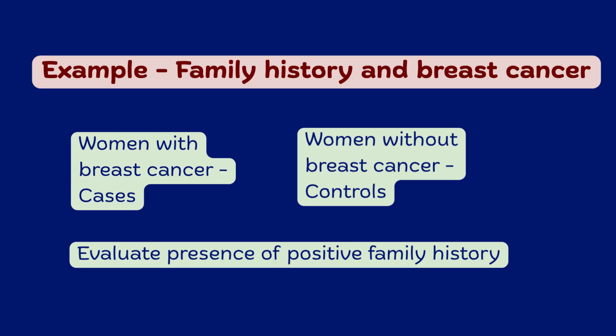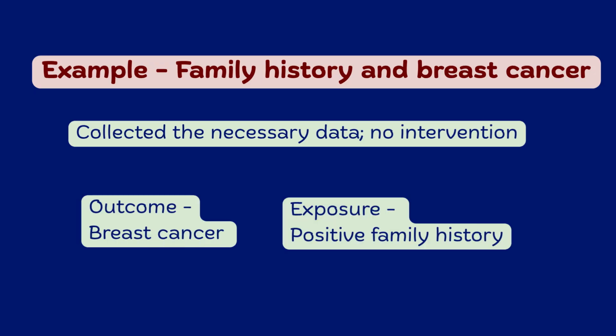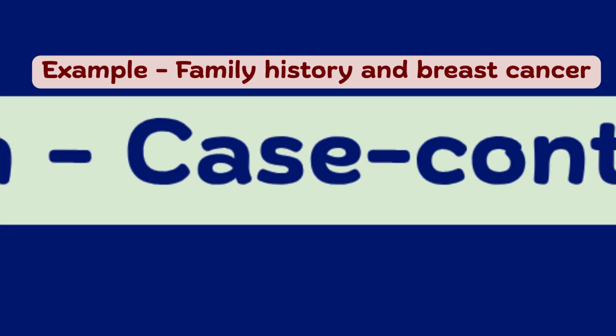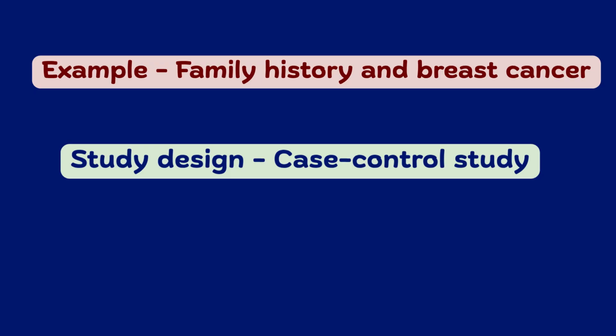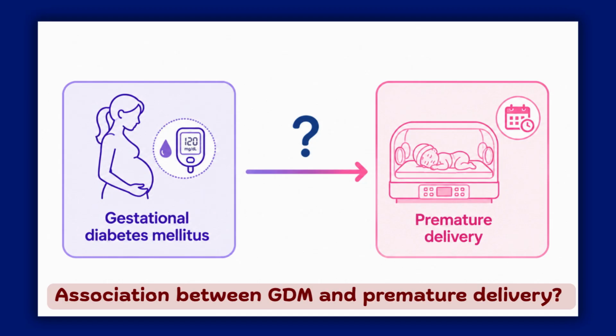This is an observational study as the researchers simply collected the necessary data and did not provide any intervention for the purpose of the study. Since the participants with the outcome, that is, women with breast cancer, and participants without the outcome, that is, women without breast cancer, were recruited and compared for exposure status, that is, positive family history, the study was described as a case control study.